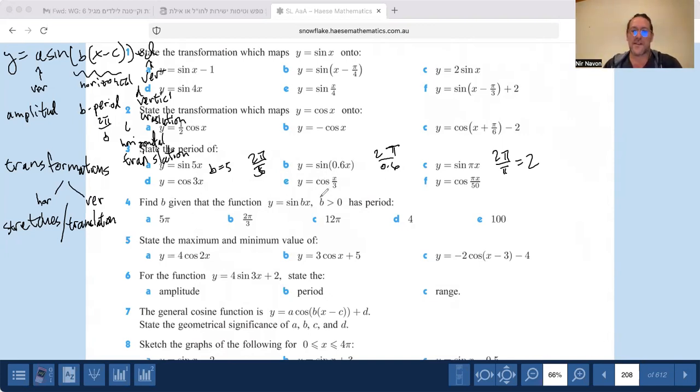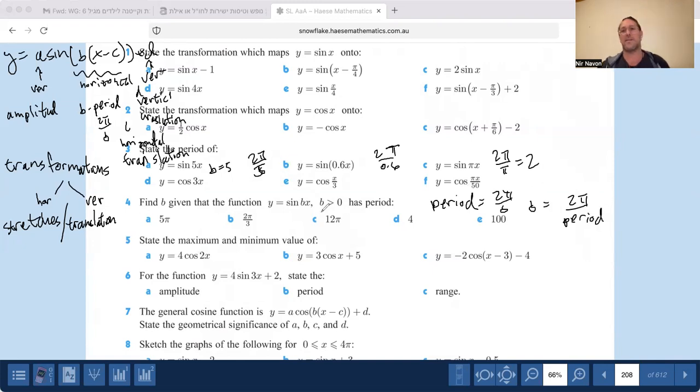Find b given that the function y equals sine b x has period of 5π. So now we have the period given. We need to find what is b. So period equals 2π over b. So b equals 2π over period.